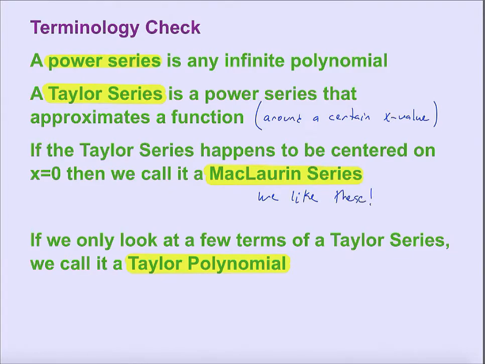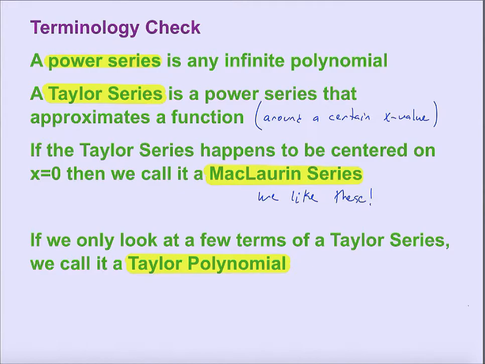I know it sounds like, oh no, that's a special type, that must be extra hard, but no, the Maclaurin ones are the easy ones. We like those. So make sure you read directions carefully if you're asked for a Maclaurin series, or if you're asked for a Taylor series centered on x equals 0, that's the good kind, that's the easy kind. In this video, we'll look at some others.